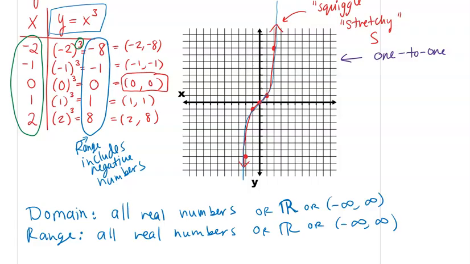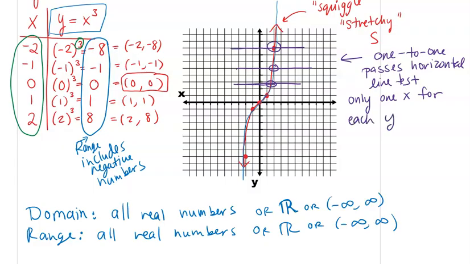In other words, this function passes the horizontal line test, and that means I could run a horizontal line through this curve at any point, and it would only intersect the curve once. What that means is that there's only one x for each y.